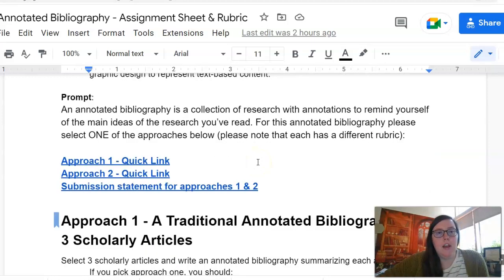Either way, an annotated bibliography is a collection of research with annotations to remind yourself of the main ideas of the research you've read. For this annotated bibliography assignment, please select one of the approaches below. They both are very different and they both have their own grading rubrics, so keep that in mind as you decide what you want to go with.